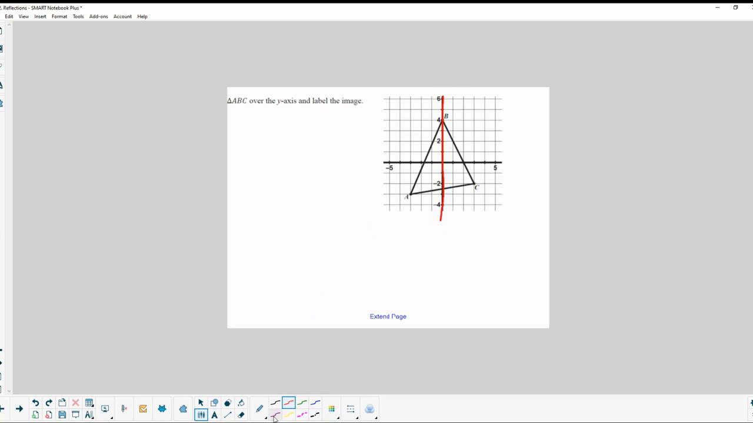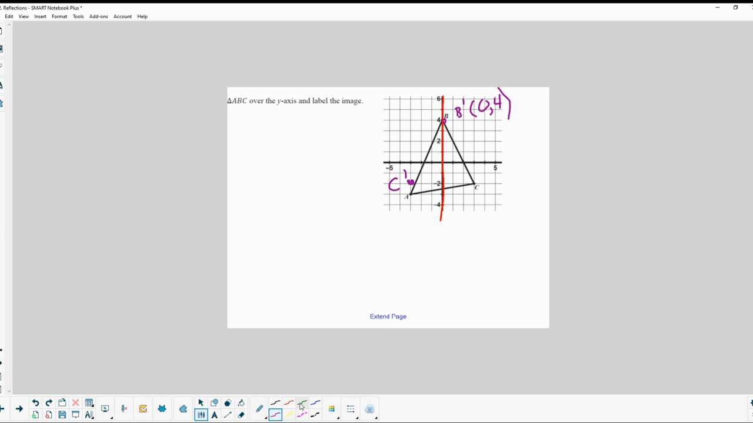Okay, so the first point, B prime, or B, is right on the y-axis, so it's going to stay there. So B prime will stay right there, and it'll be at 0, 4, all right? Now C is 3 to the right of the y-axis, so we're going to move it over 3 to the left. 1, 2, 3. So its new location will be right there, and that'll be C prime.